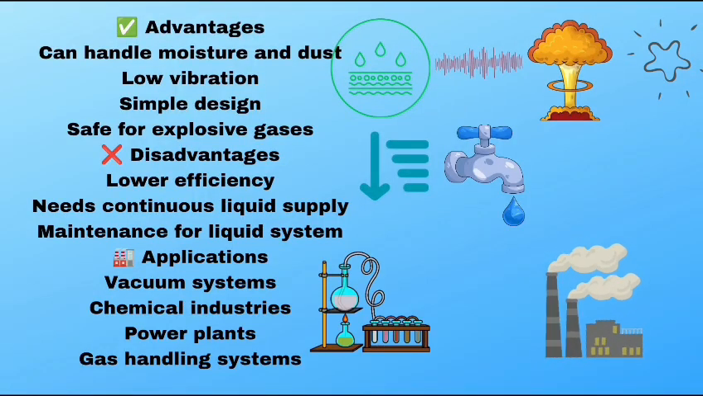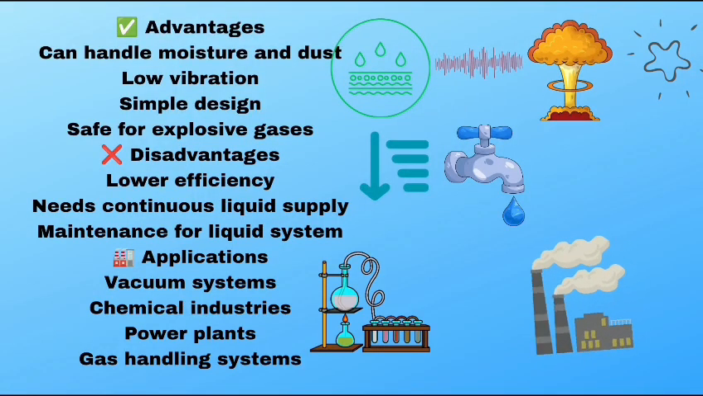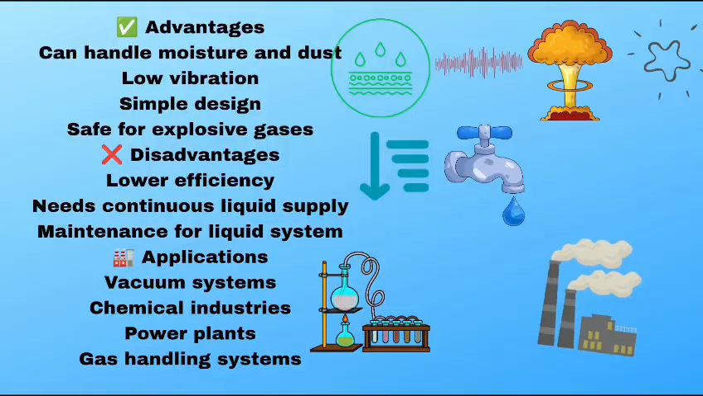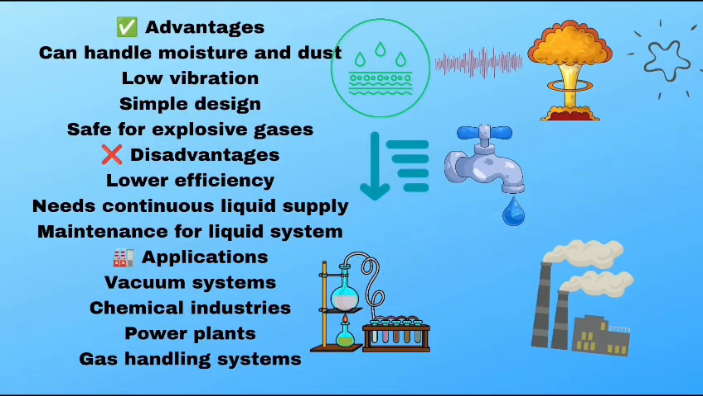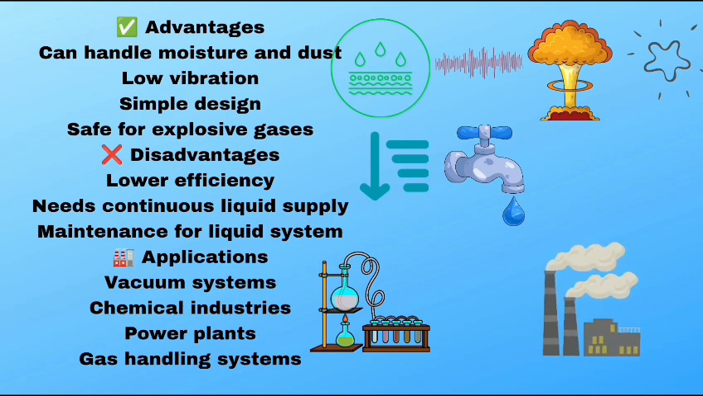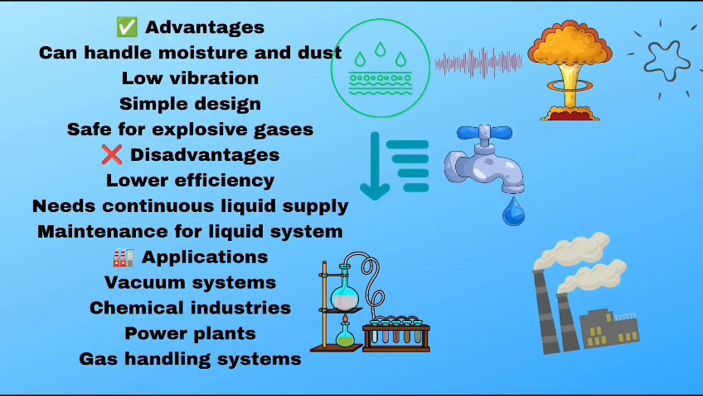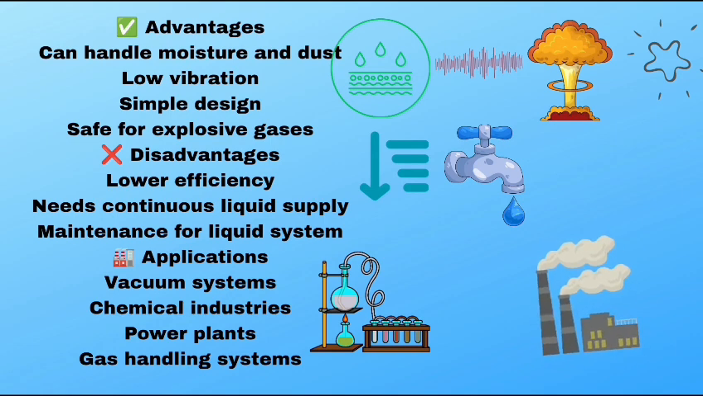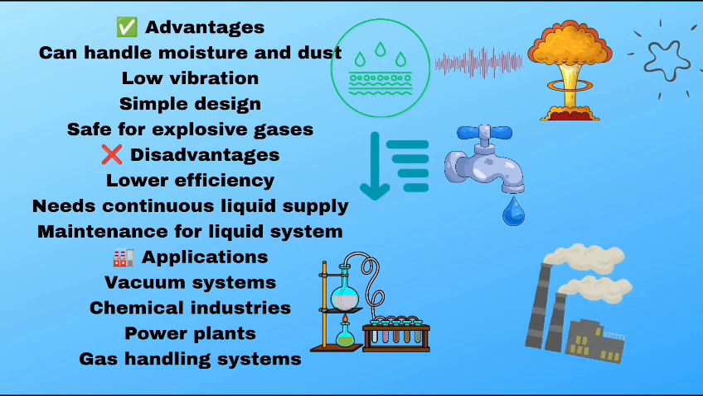Advantages of the liquid ring compressor: it can handle moisture and dust, low vibration, simple design, and safe for explosive gases. Disadvantages: lower efficiency, need for a continuous liquid supply, and maintenance of the liquid system. Applications: vacuum systems, chemical industry, and power plants.